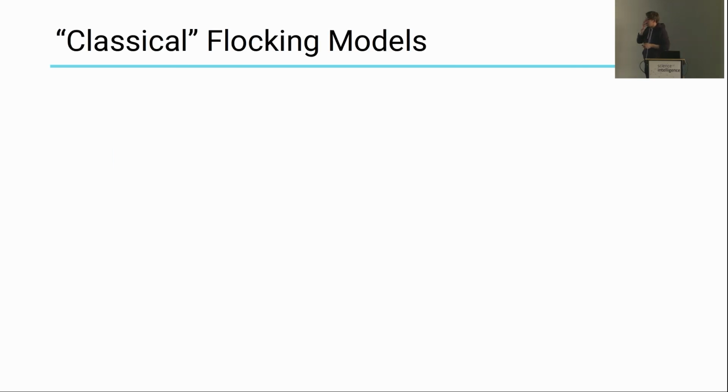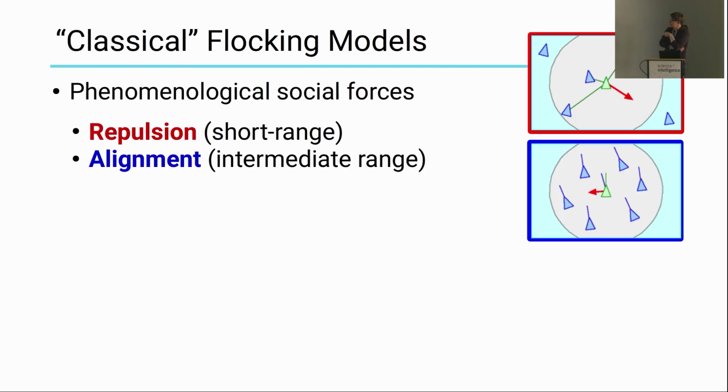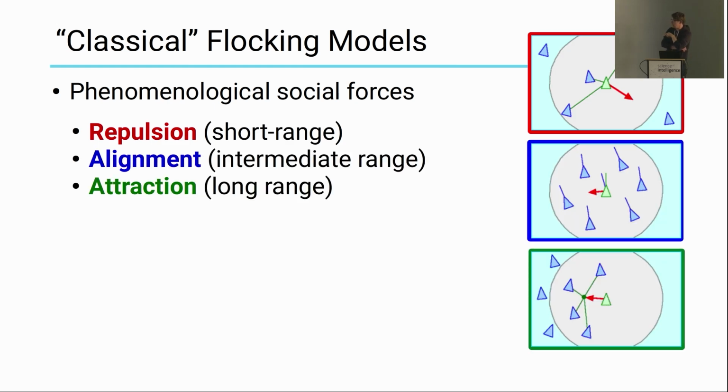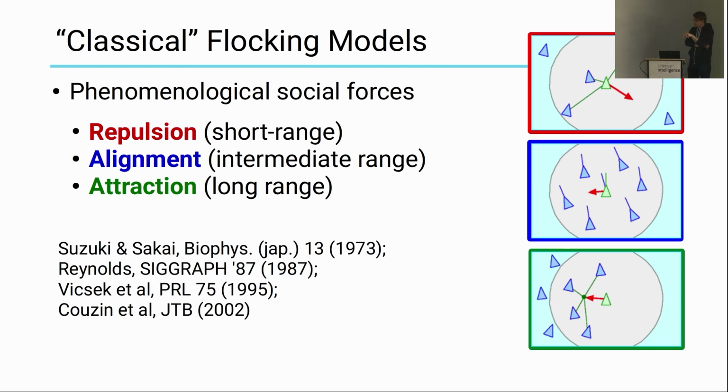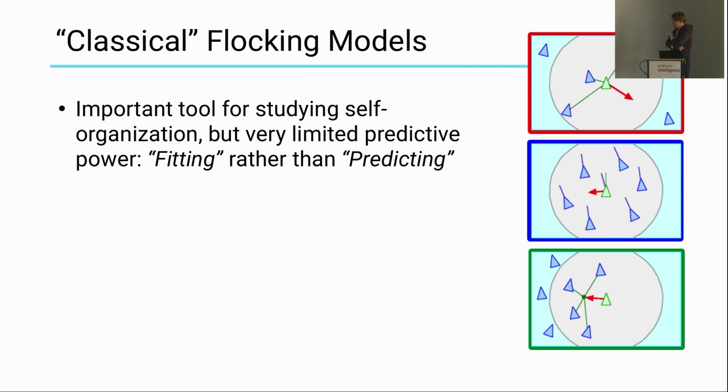So again, let's rephrase the classical flocking models as I introduced them before. There are these phenomenological social forces between individuals: repulsion at short ranges, alignment at intermediate ranges, and attraction at long range. As I said, these models have been around for more than 50 years, and they are a great tool to study self-organization. We use these models as well, but they also have some very important shortcomings. Whereas they are very good at studying self-organization, they seem to have very limited predictive power. What I mean by that is when you try to match these models to experimental data, it often feels more like fitting and almost never like predicting.